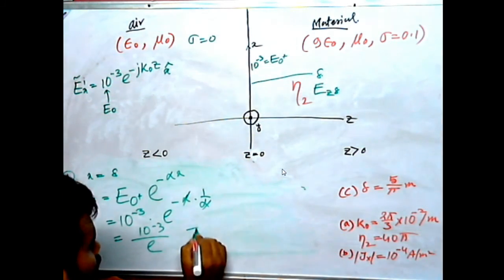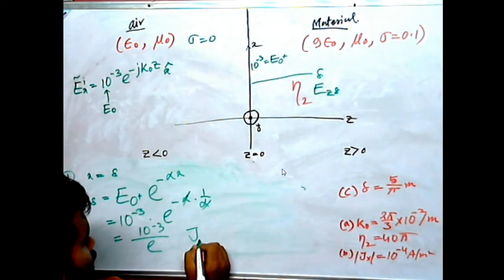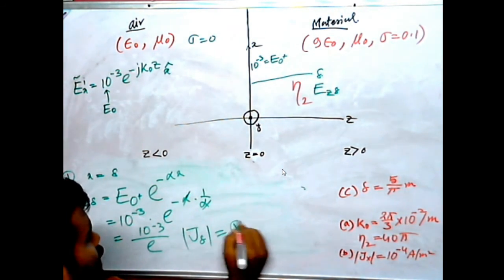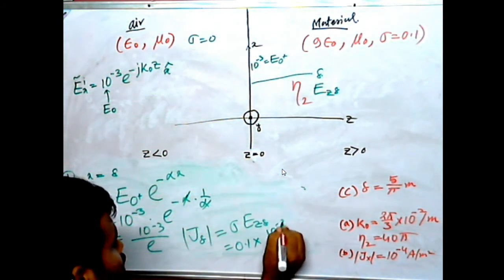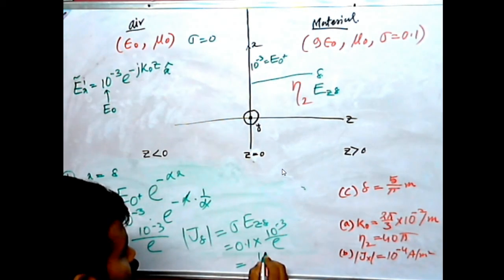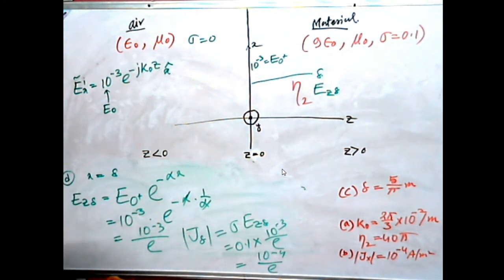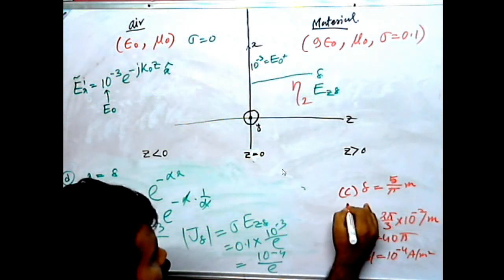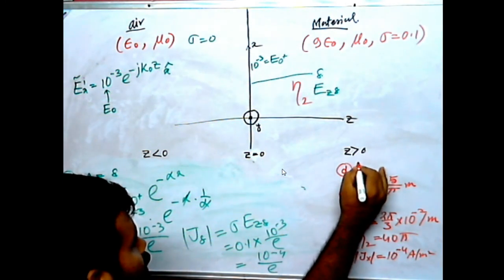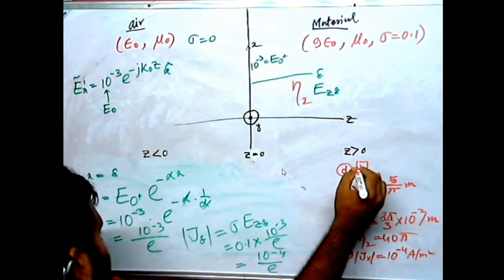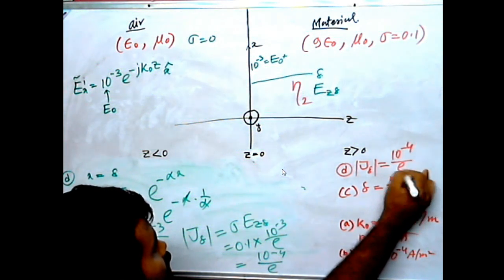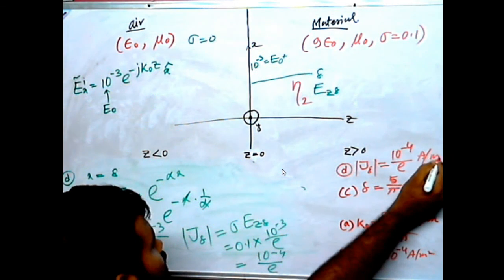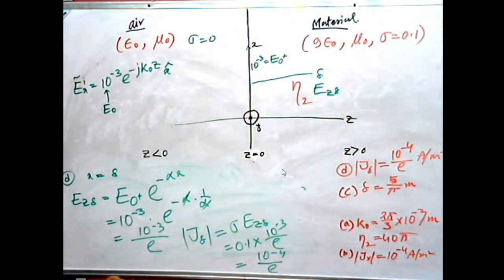Now you can easily find the magnitude of the conduction current density, that is J delta, whose magnitude is sigma into Ez delta, that is 0.1 into 10 to the power minus 3 by e. So that is basically your 10 to the power minus 4 by e. So for part D, the conduction current density J delta is basically 10 to the power minus 4 by e ampere per meter square. Okay, thank you very much.